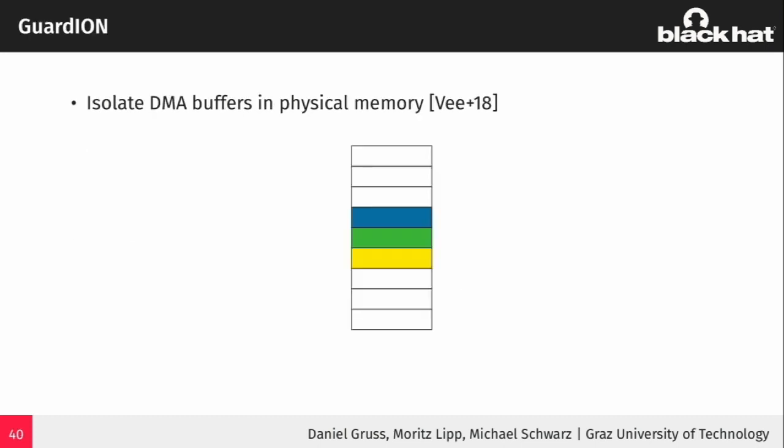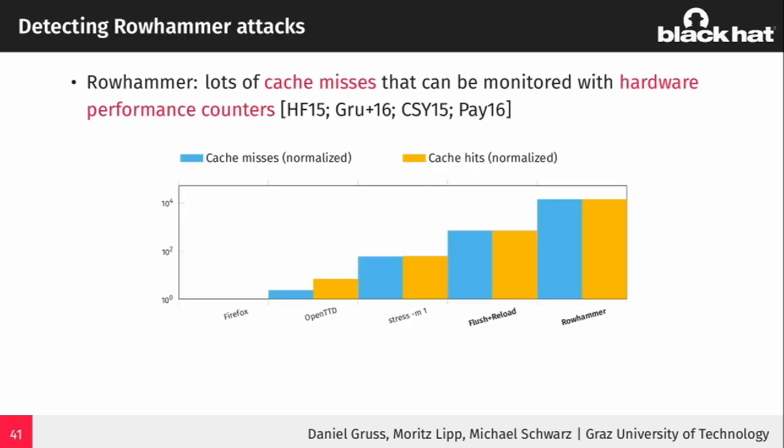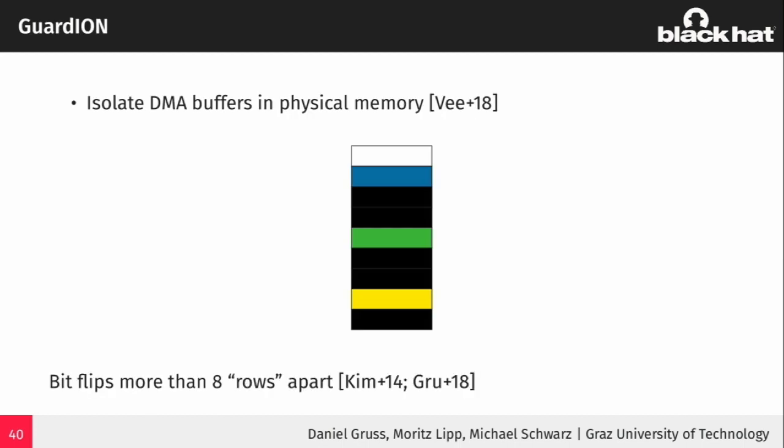So it's a similar approach with isolating DMA buffers in physical memory so that we can't hammer with them. But again, we have the same problem, right? If we move them apart, how far apart should we go then?